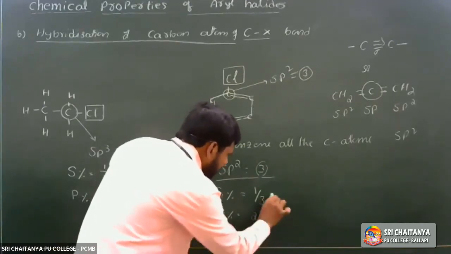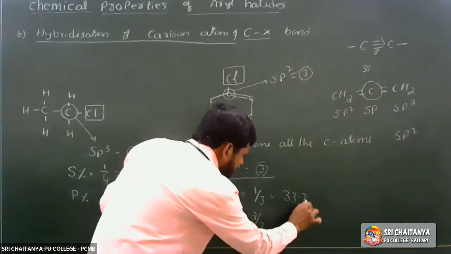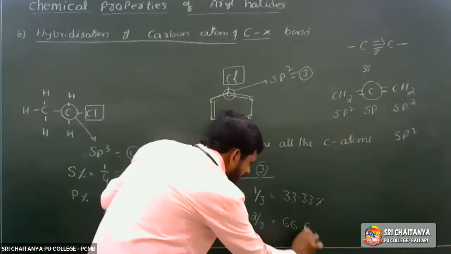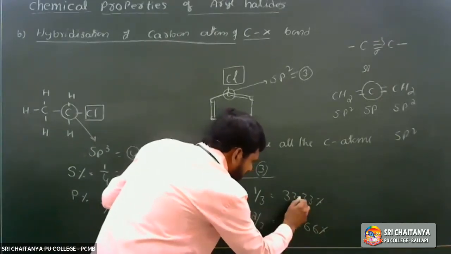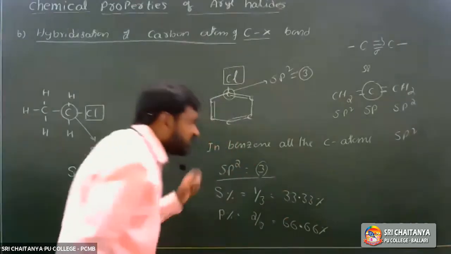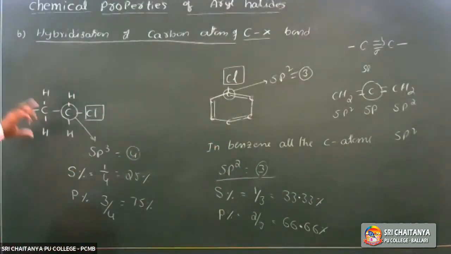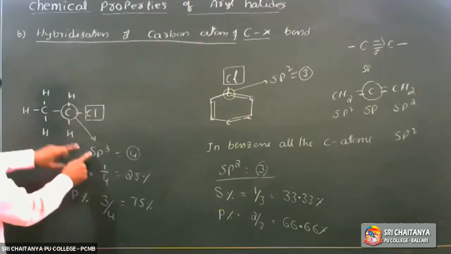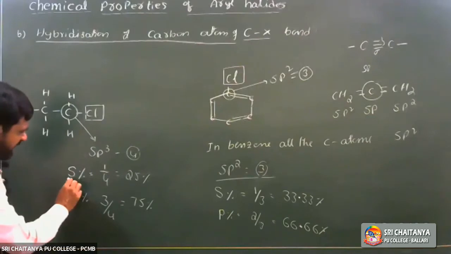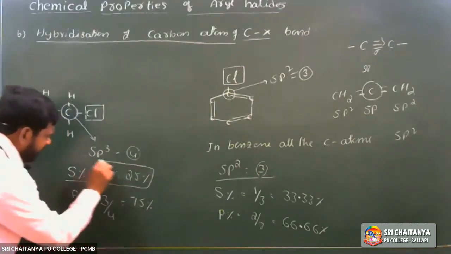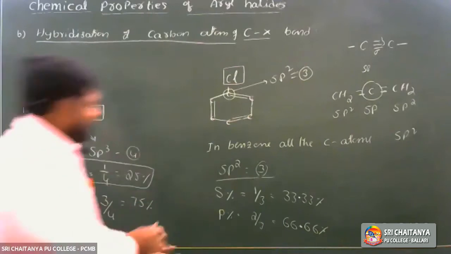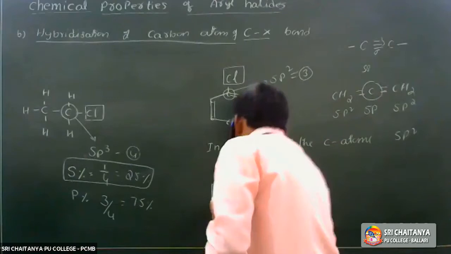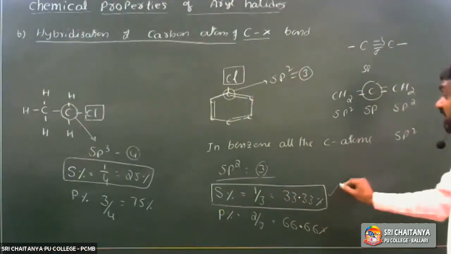So 1/3 means nearly 33.33%, and 2/3 means 66.66%. Okay. So in alkyl halides, halogen atom is attached with sp3 hybridized carbon. Here s character is 25%. In haloarenes, halogen is attached with sp2 hybridized carbon. Here s character is 33%.